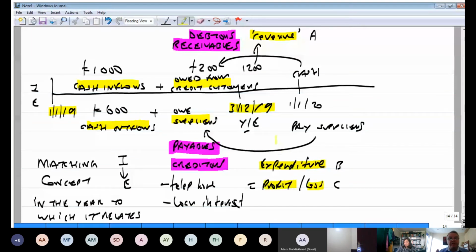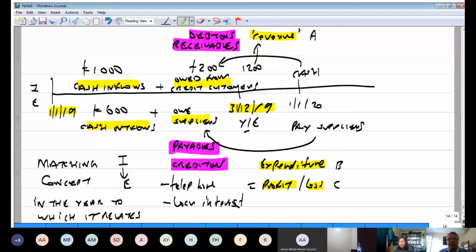So the concept isn't rocket science. It's exactly the same as cash accounting, except you're now adding on things that you owe for at year end and things that you're owed. So that's got the benefit of actually increasing your revenue and increasing or decreasing your expenditure accordingly.